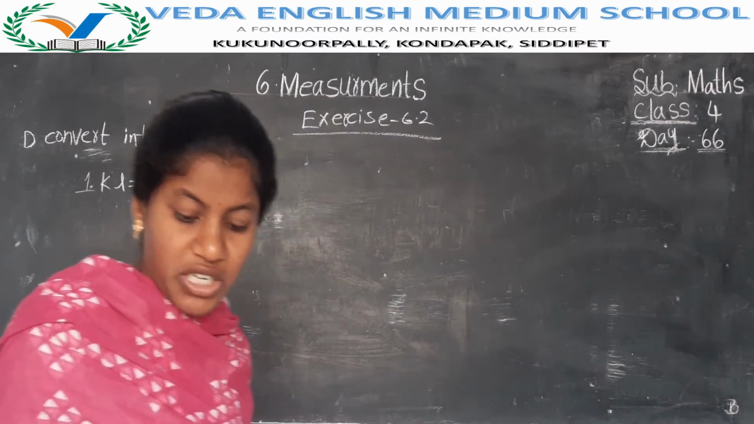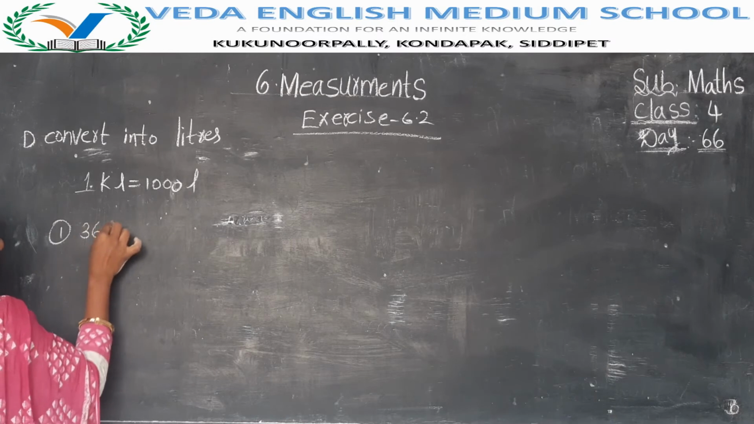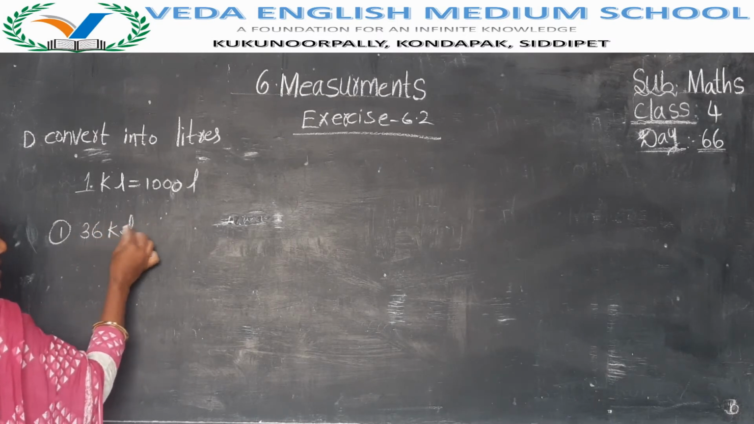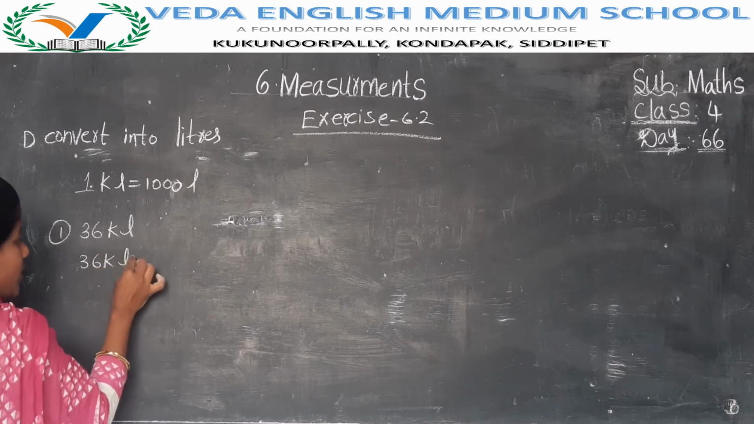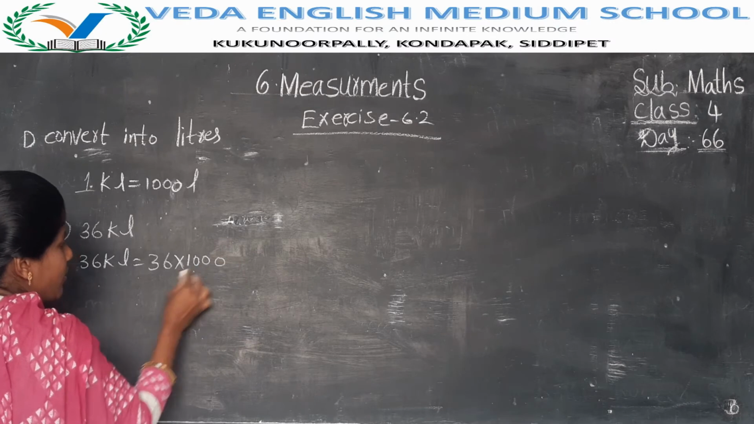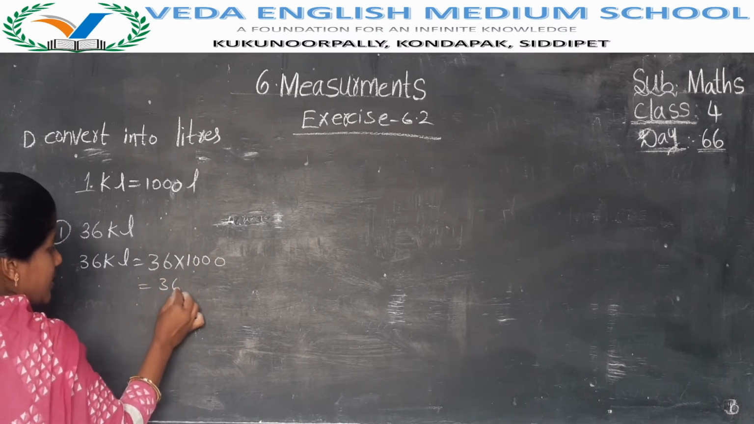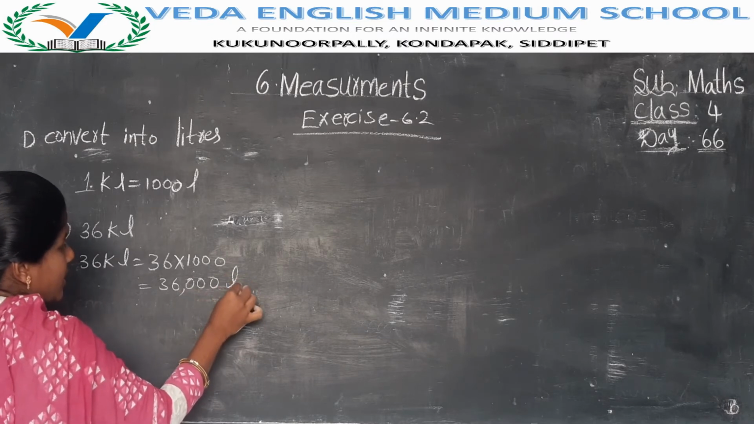So first question is 36 kiloliters. To convert 36 kiloliters into liters, what we have to do? 36 kiloliters is equal to 36 into 1000. 36 into 1000: 6 ones are 6, 3 ones are 3, and three zeros. That is 36,000 liters.